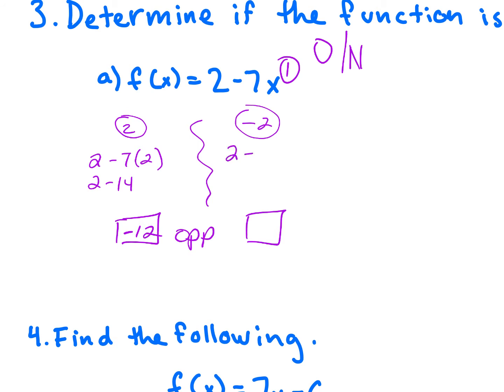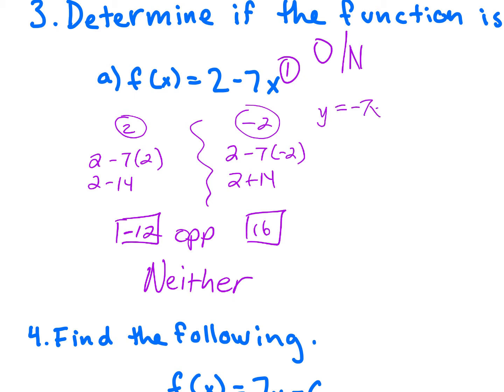Over here I have 2 minus 7 times negative 2. Yes? Okay. So 2 plus 14 is what? 16. Are those two numbers opposites of each other? No. So this function is what? Neither. Now guys, graphically, what does an odd function look like? Arrows go in opposite directions, and it has to go through what? The origin. If you think about this, look, this is y equals negative 7x plus 2. Does this line go through the origin?